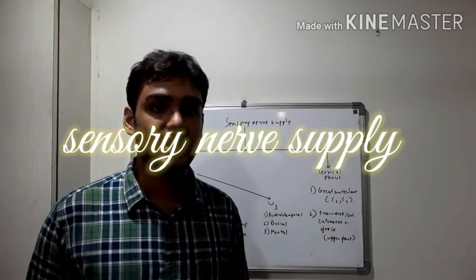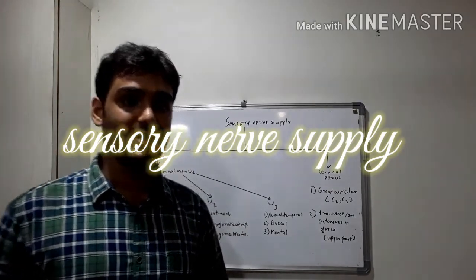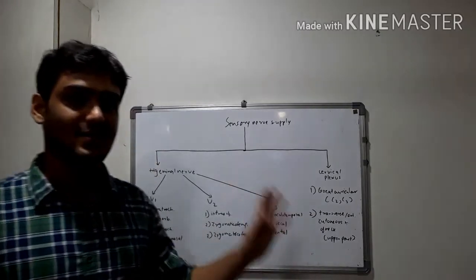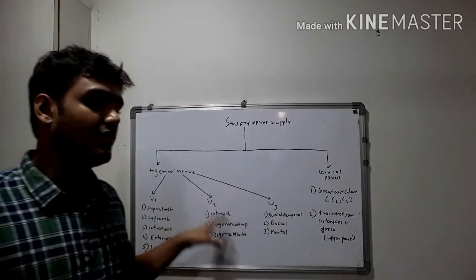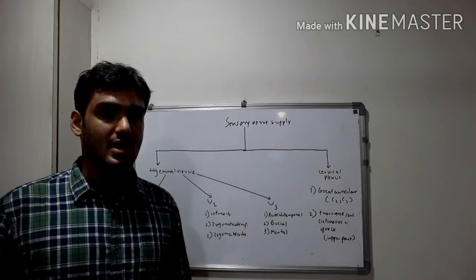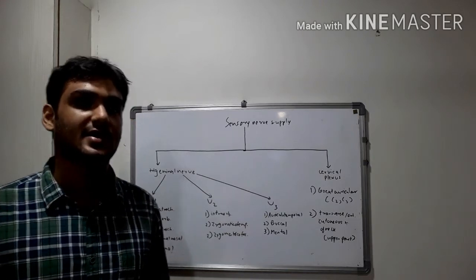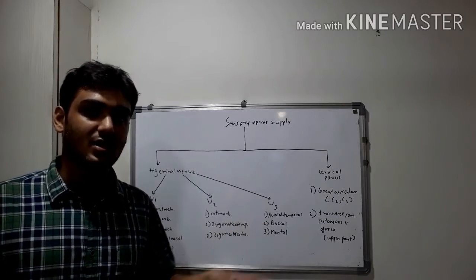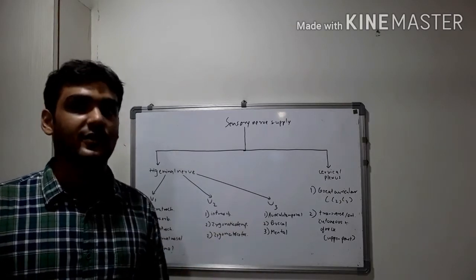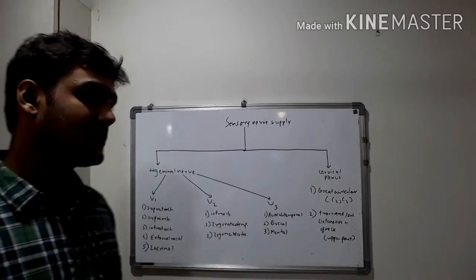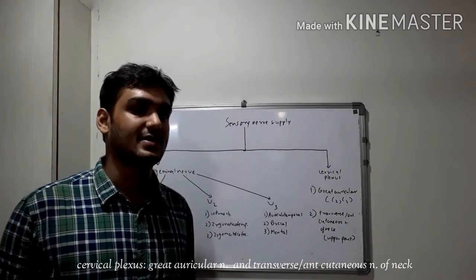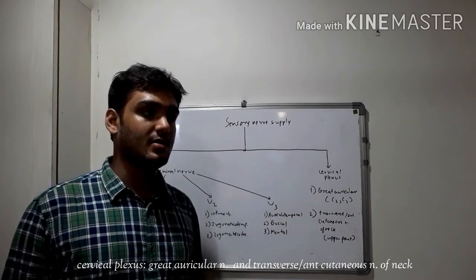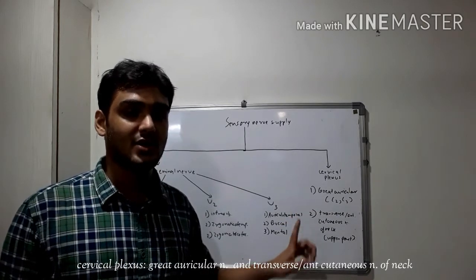Now, coming to the sensory nerve supply of the face. It is derived from two nerves. One is the cervical plexus, and the other is the trigeminal nerve, which is the main nerve from which the sensory supply is derived. All the three branches of the trigeminal nerve, that is V1 ophthalmic, V2 maxillary, and V3 mandibular, are involved in the supply of face. Firstly, from the cervical plexus, we have two nerves. One is the great auricular nerve, that is C2, C3, and the other is the upper part of the anterior or transverse cutaneous nerve of neck.